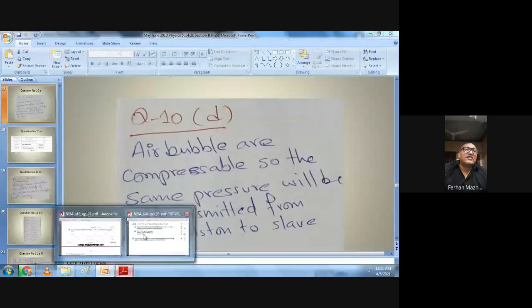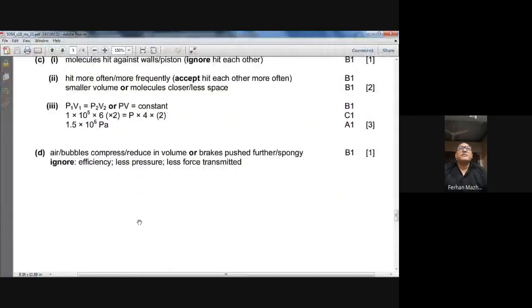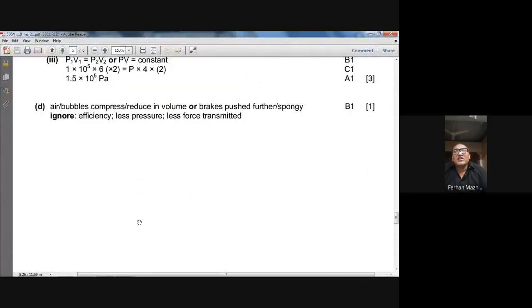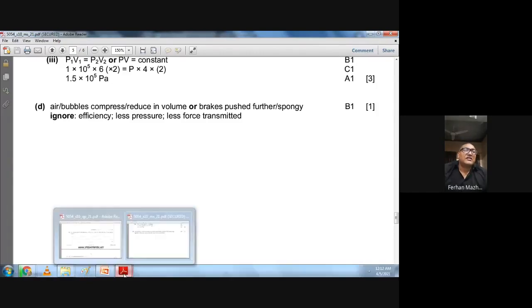The marking scheme says air bubble compresses, reduces in volume, or brakes pushed further. The brakes become spongy, ignores efficiency, less pressure, less force transmitted. So the pressure which is transmitted will be less. But as the Pascal principle says, the same pressure will be transmitted. But if the air bubbles are present, then the same pressure cannot be transmitted. So let's move to the next part.